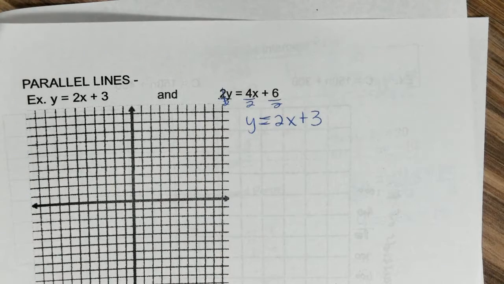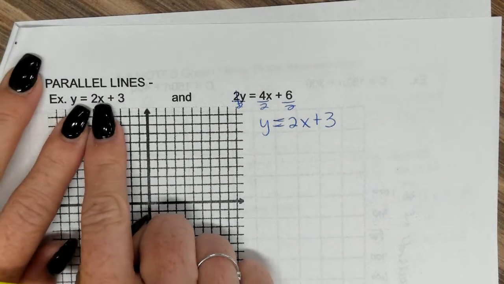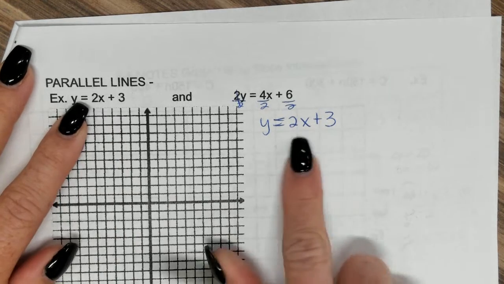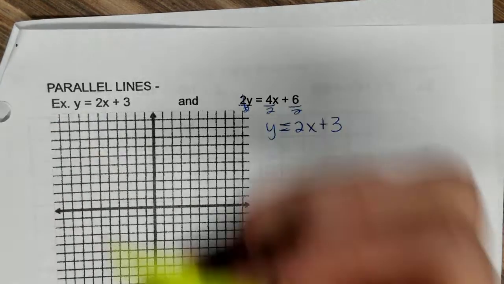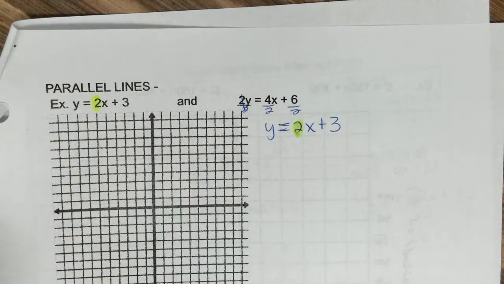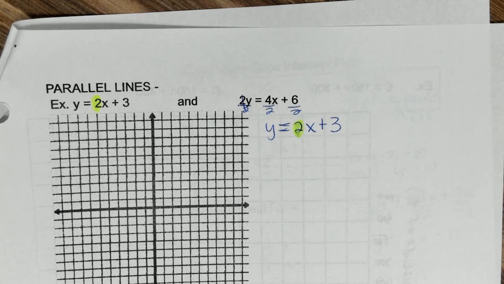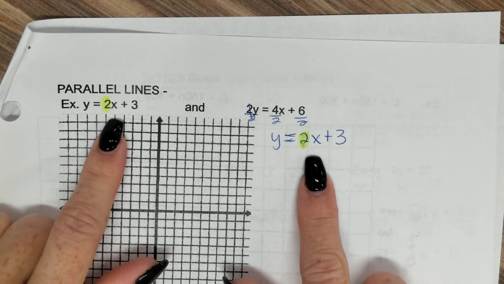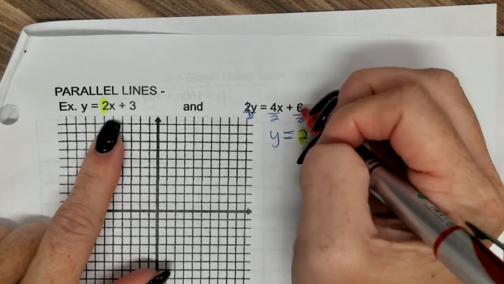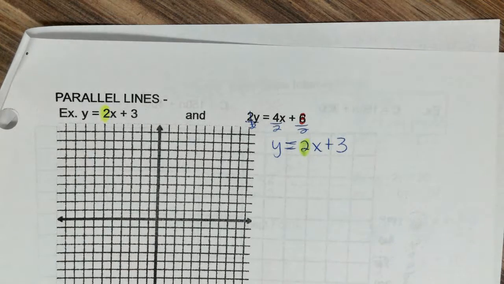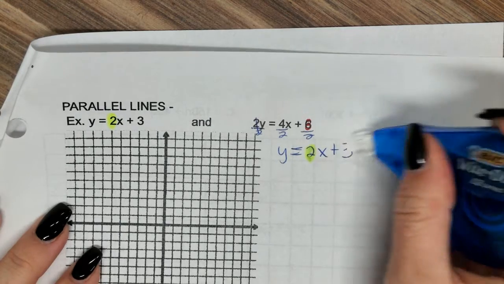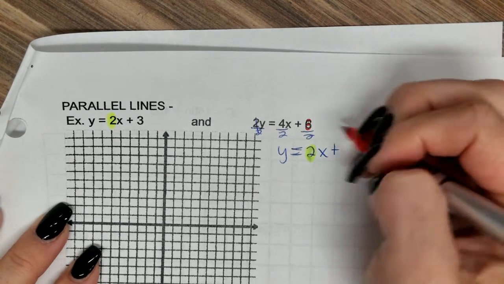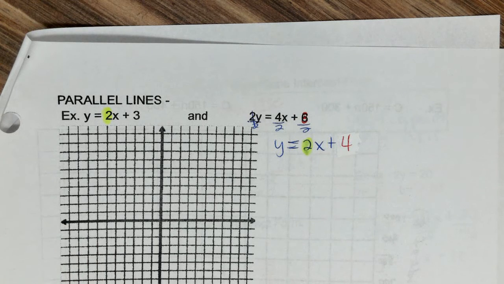So again, how do I know that this, when I graph it, is going to be parallel to this? Because their slopes are the same. So I know that they're parallel because their slopes are the same. Now, here's a little problem. Let's change it because right now they're the exact same line. So let's pretend that this was an 8. And 8 divided by 2 is what? Because I want them to actually be parallel and not the same line. Yeah, let's make it like that. Now they'll be parallel.